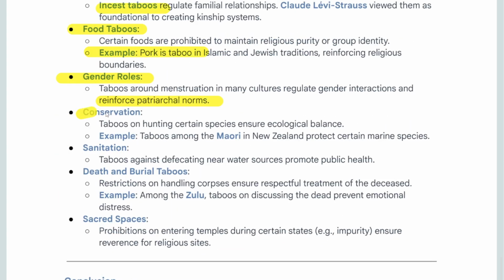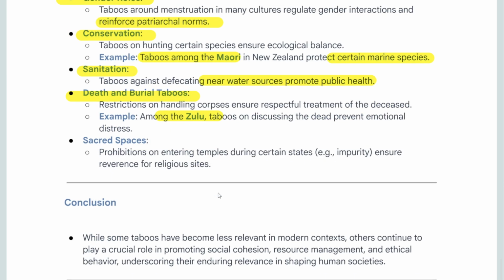And the environmental link. Yeah, environmental management. Conservation taboos among the Maori protecting species. Sanitation taboos, don't defecate near water, basic public health. And rituals, taboos on handling corpses or entering sacred sites, Zulu example, ensure reverence. It's truly eye-opening how much these unspoken rules govern us. For you listening, can you think of any unspoken rules or maybe even subtle taboos in your own life or society that still act as social control today, even if we don't explicitly label them? A lot to consider there.